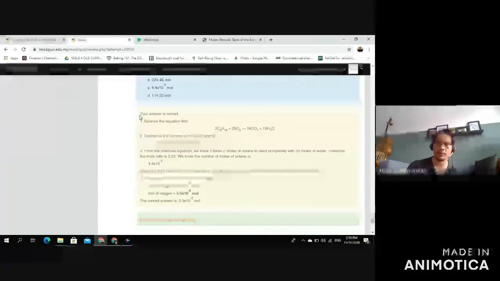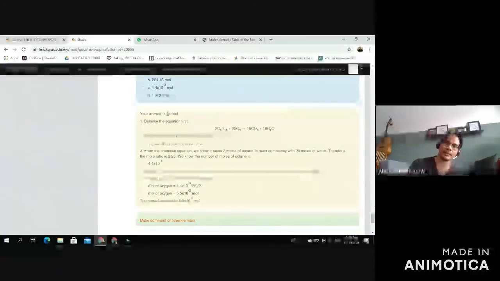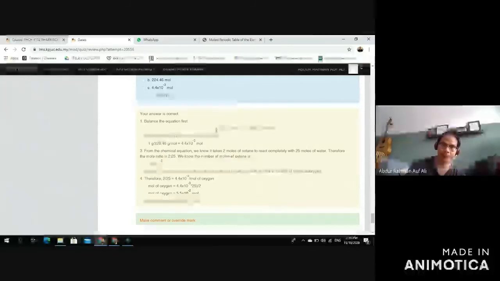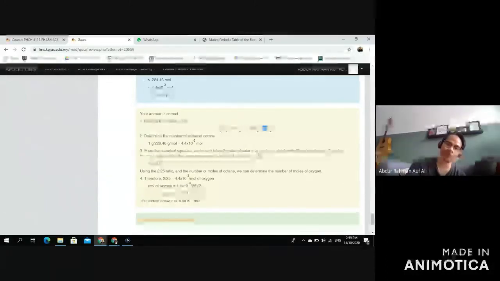So kamu tengok to the feedback box kat bawah ni, saya dah buat jalan kerja. So balance the chemical equation first, you will get this. So determine the number of moles of octane. So kita tahu kat sini nombor 2 kat depan ni, nombor 25 kat depan ni, nombor 16 ni dengan nombor 18 ni, ini represents the number of moles.